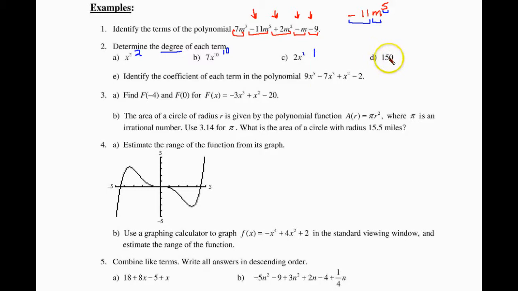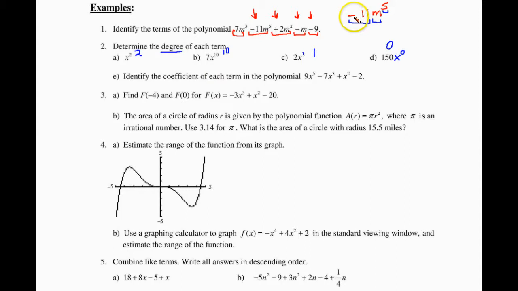Now here we don't have a variable. Theoretically you might think of it as being x to the 0 power. And what did we say that any term to the 0 power is? 1. So when there is no variable, the degree is 0.